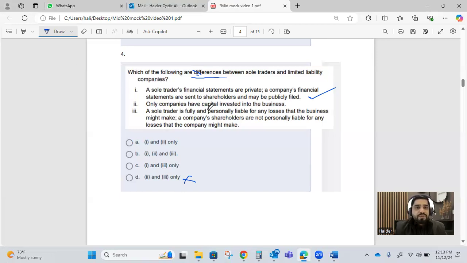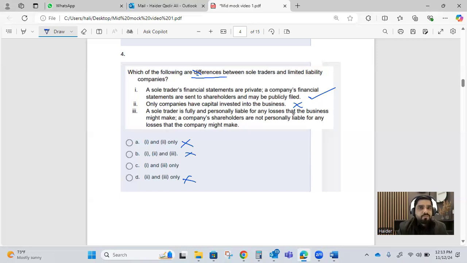Only company have capital invested into business. I don't think this is correct, because whenever there is a sole trader, they also invest capital in the business. So this statement is conceptually wrong, because both the businesses invest in the business. Not only the company has the capital. So this option is technically wrong. And let's see, option 2 is here. So this is eliminated. This is eliminated. And we are left with only one option.